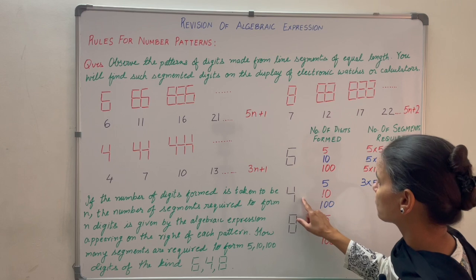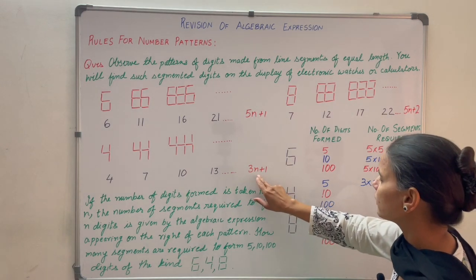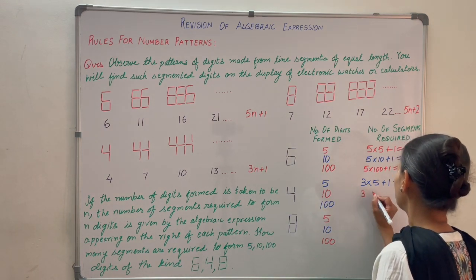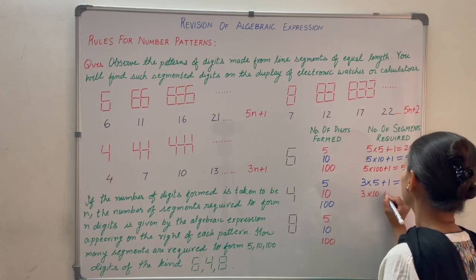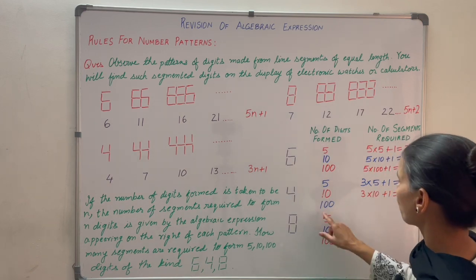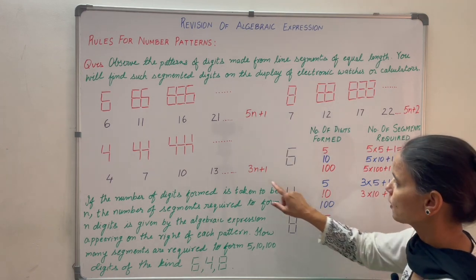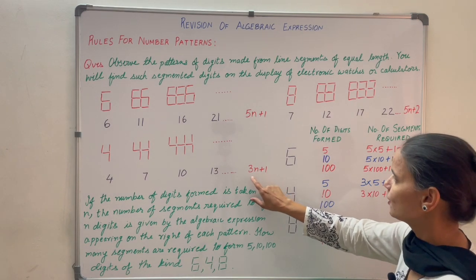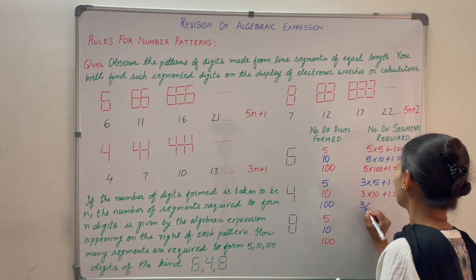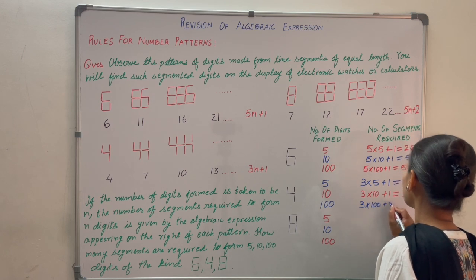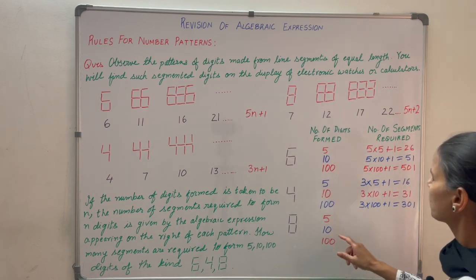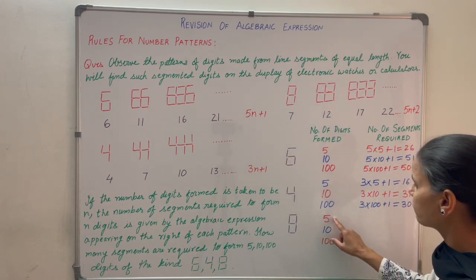Now the value of n is given to you as 10. When there are 10 fours, how many line segments will be required? 3 into 10 plus 1. So this is 31. So how many line segments will be required when there are 100 fours? The value of n here is 100. So 3 into 100 plus 1. So this is 301. Now, how many line segments are required when there are 5 eighths?